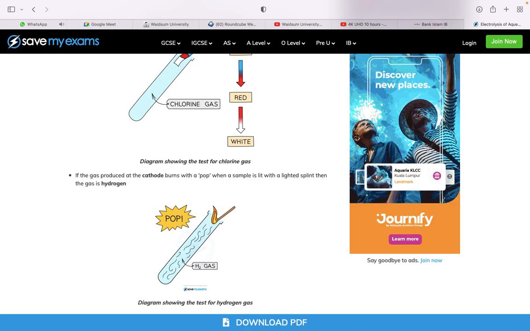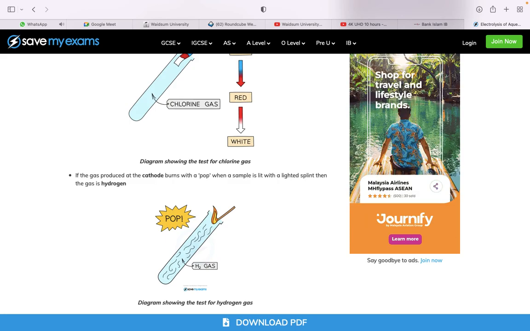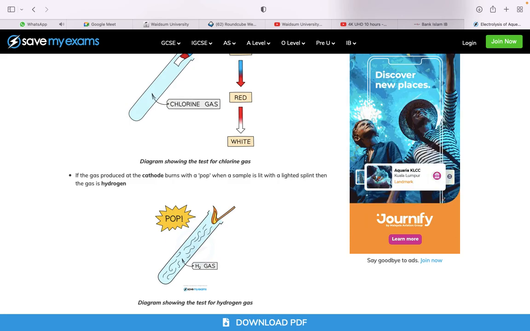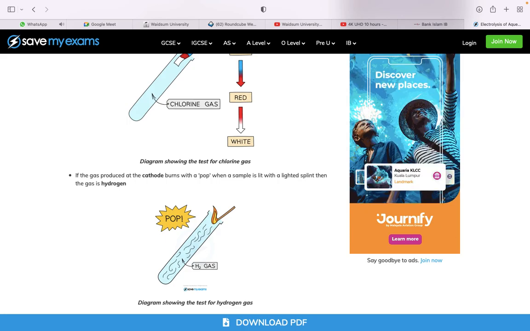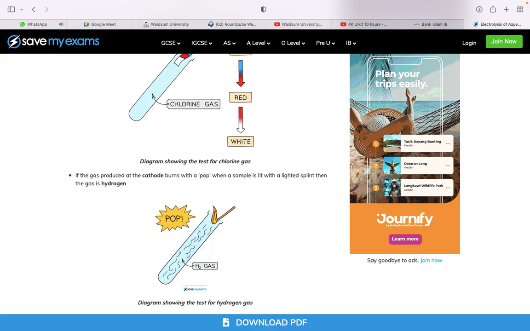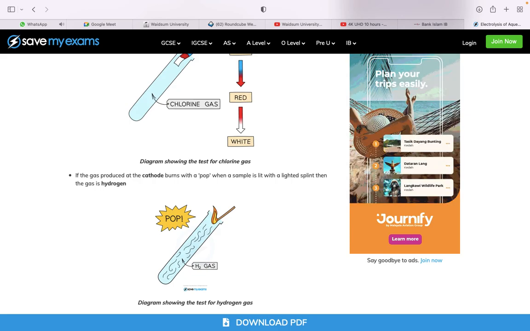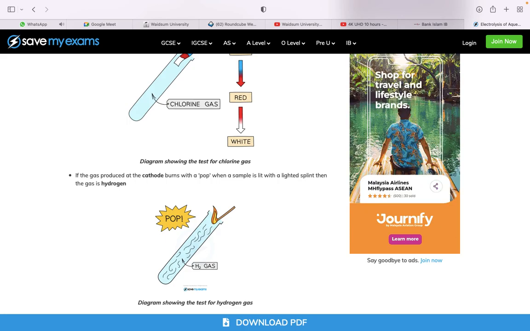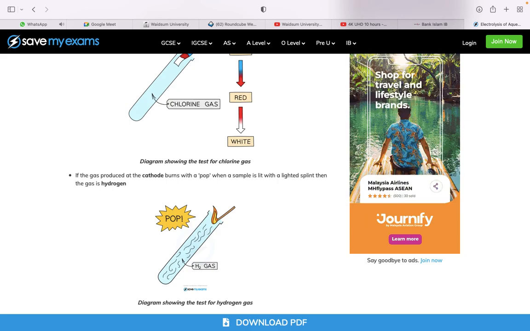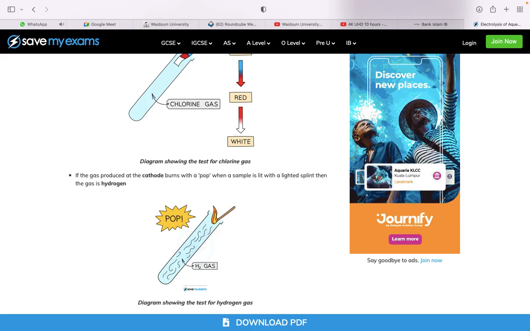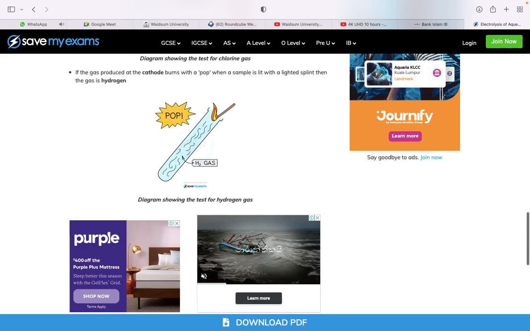We are just telling you how to test for the gases to know what gas is produced at every point in time. If the gas makes a pop sound, let's say you bring a glowing splint to it and it makes a pop sound, boom, then this gas is hydrogen. Hydrogen makes a pop sound when you bring anything that is burning, a little splint, close to it. When this pop sound is made, then you know the gas is hydrogen.